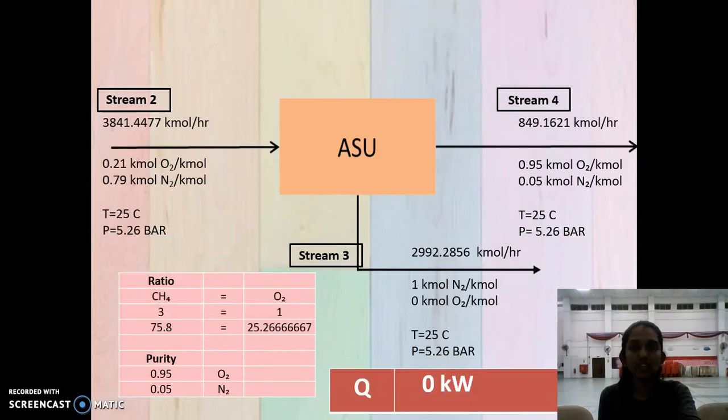The second unit would be the ASU, which is the air separation unit. If you look at this, the temperature and pressure for each stream are constant and the same, which means there is no energy balance for this unit, because the ASU contains multiple units inside itself which regulate its own temperature and pressure.